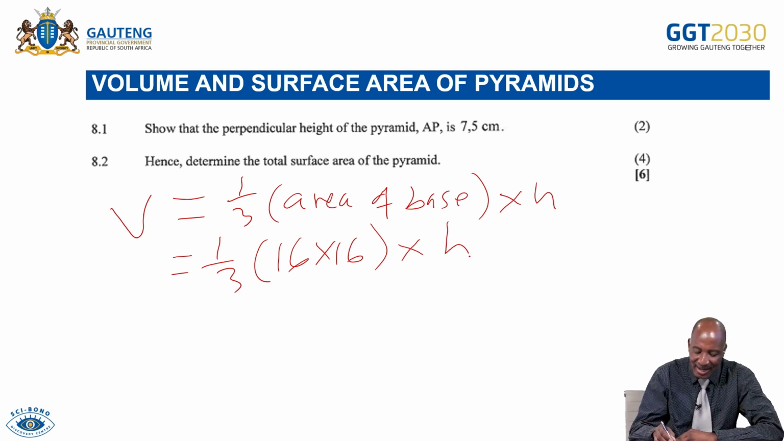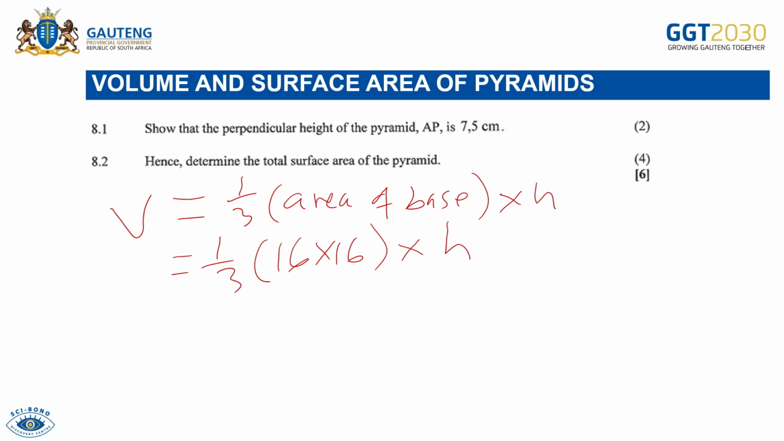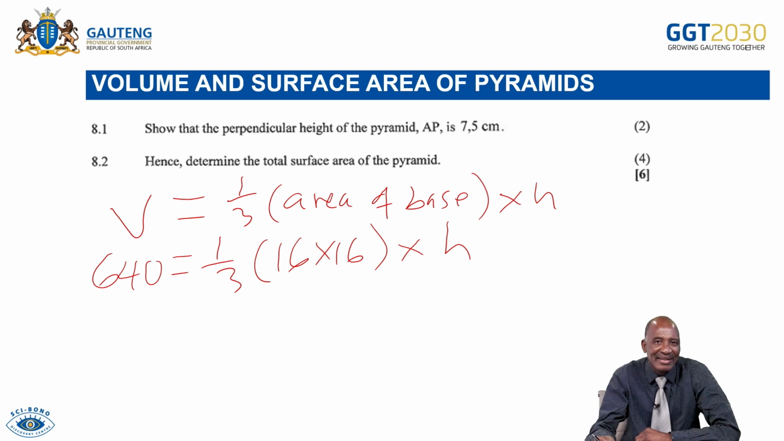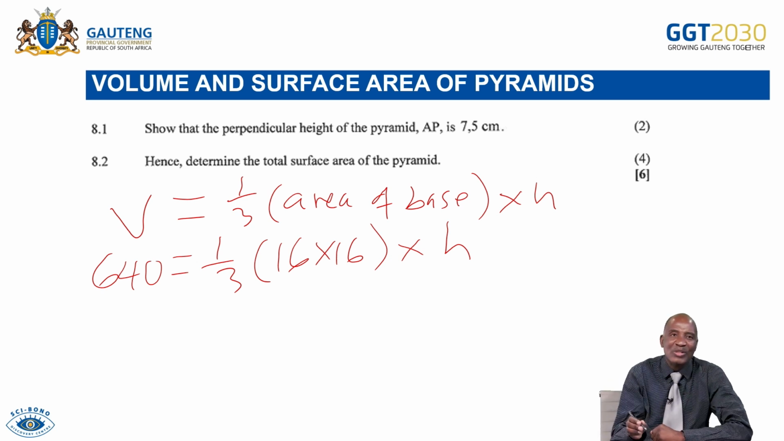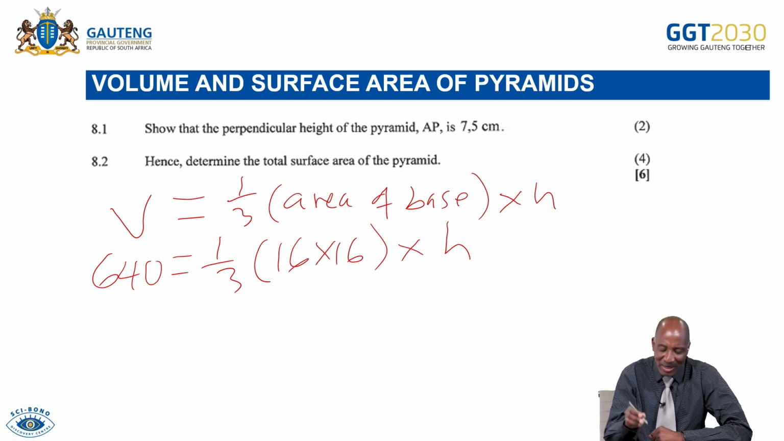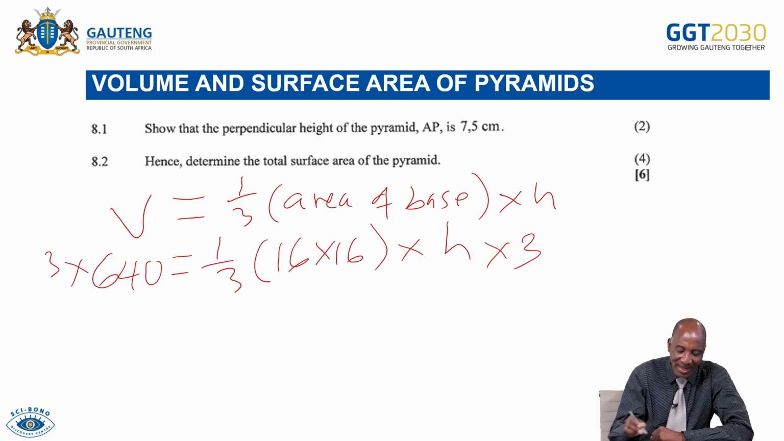is h, which is unknown. But let's not forget our volume was given as 640. So we're going to substitute for what we know and then solve for h. That will automatically give us our perpendicular height. Then we're going to cross multiply to get rid of 3. Multiply both sides by 3, times 3 this side and times 3 on the other side. So these will divide and go.